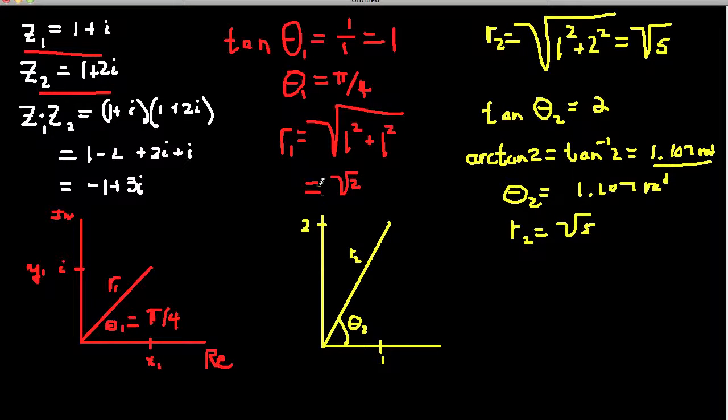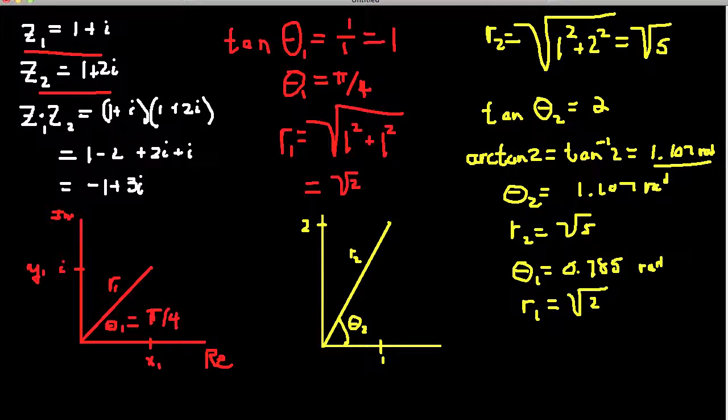And back over here, I have theta 1 is pi over 4. Let me compute what that is as a decimal. I have theta 1 is equal to pi over 4, which is 0.785 radians. And I have that R1 is equal to square root of 2.